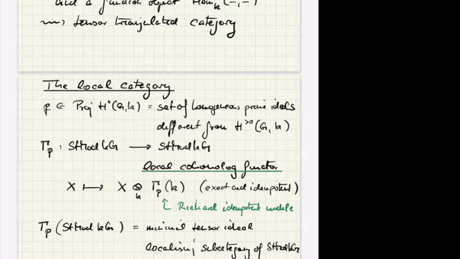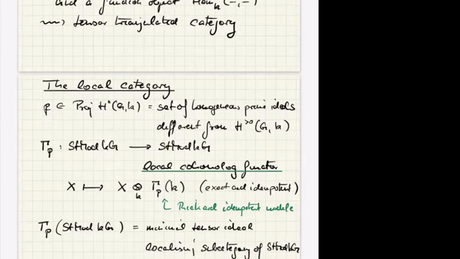And what we obtain as image of that functor, the essential image of that functor, so the full subcategory of objects which are of this form, turns out to be a minimal tensor ideal localizing subcategory. It's a localizing subcategory, it's tensor ideal, obviously, and we think of those representations as local, concentrated at the prime p. Okay, so this is the setup basically for the talk.